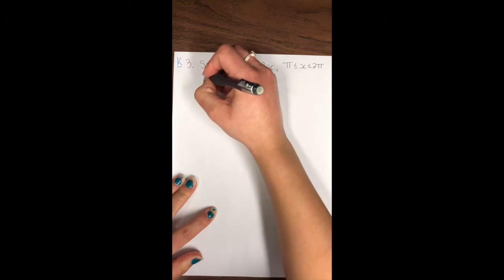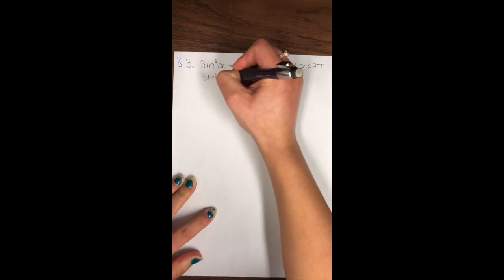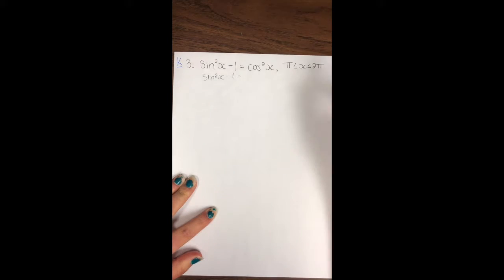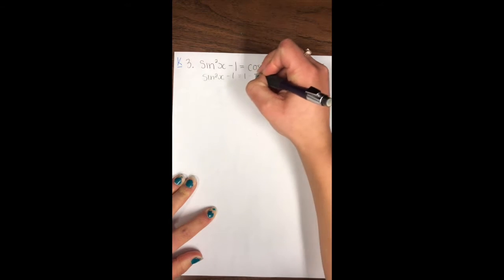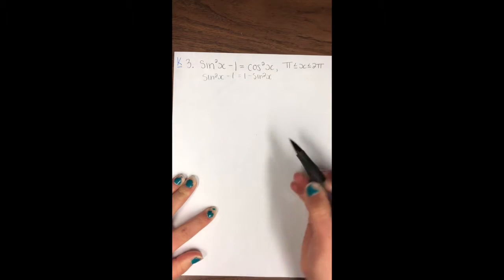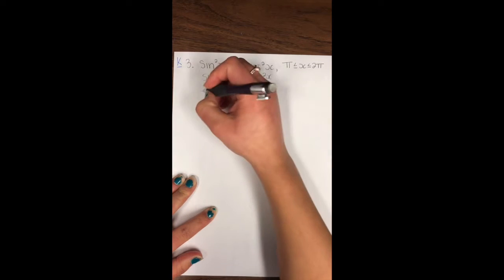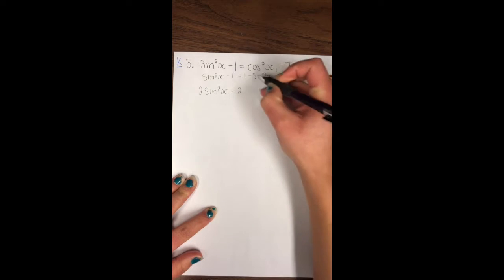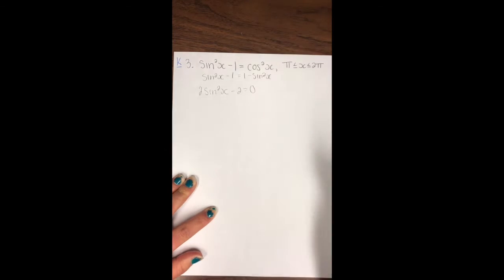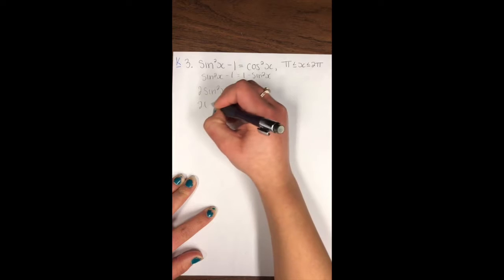Okay, so this is our third example, and it's a little bit more challenging than all the other ones because you have to use identities. So when you go through, you start with your Pythagorean identity. So you use sine squared x minus 1 is equal to, and then you would change your cos squared x into 1 minus sine squared x, and then you would move everything to one side so that it's equal to a number. So you get 2 sine squared x minus 2, because when you move it over, it's equal to 0, and then what you would do is factor.